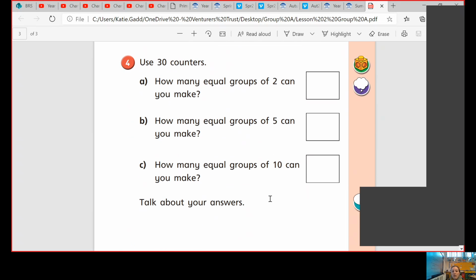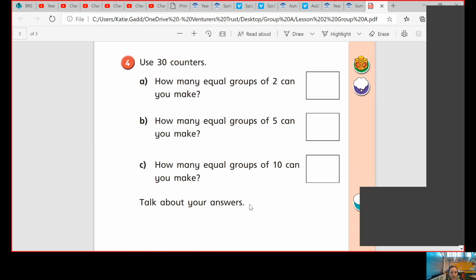And then the final question, you haven't got any counters, but you could draw some to help you. So it says you've got 30 counters and it's asking you how many equal groups of 2 can you make? Then start again with your 30 counters. How many equal groups of 5 can you make? And then the final question is how many equal groups of 10 can you make?